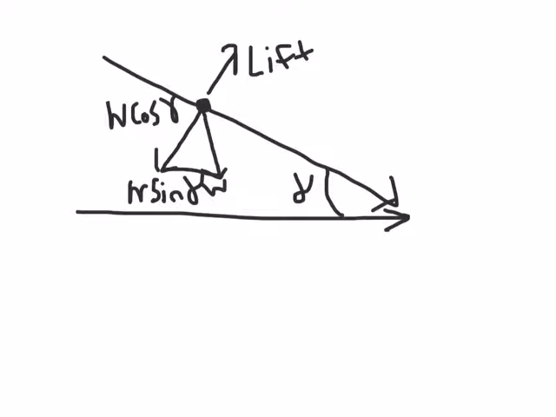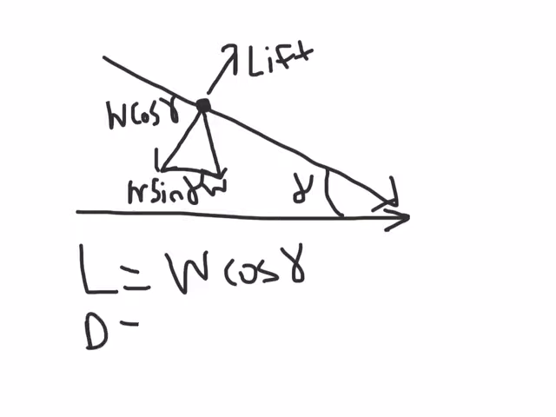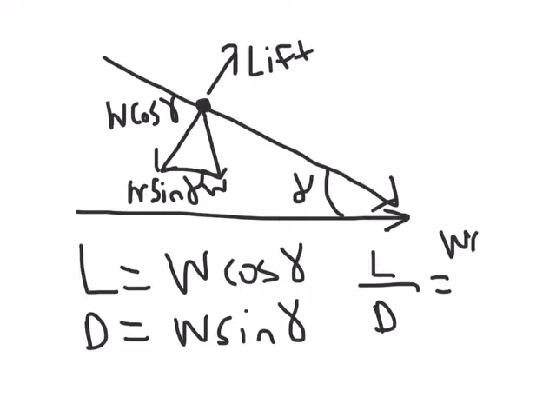So if we want to look at landing performance, we can say lift is equal to weight cosine of gamma. Drag is equal to weight sine of gamma. And then lift over drag would be equal to weight cosine gamma divided by weight sine of gamma. So that's the important part when you're looking at landing performance.